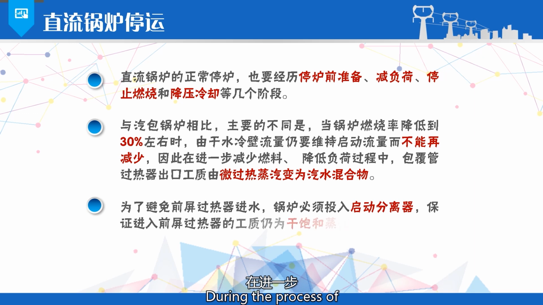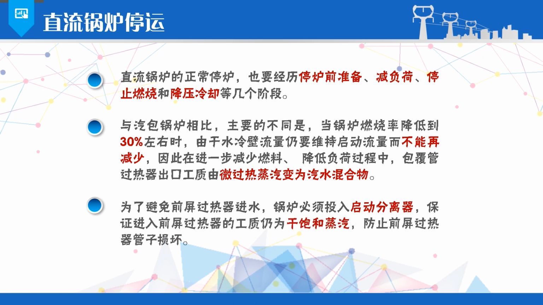Therefore, during the process of further reducing fuel and lowering the load, the working fluid at the outlet of the leading superheater changes from slightly superheated steam to a steam-water mixture, leading to water ingress into the front screen superheater. The boiler must engage the startup separator to ensure that the working fluid entering the front screen superheater remains dry and saturated steam, preventing damage to the front screen superheater tubes.